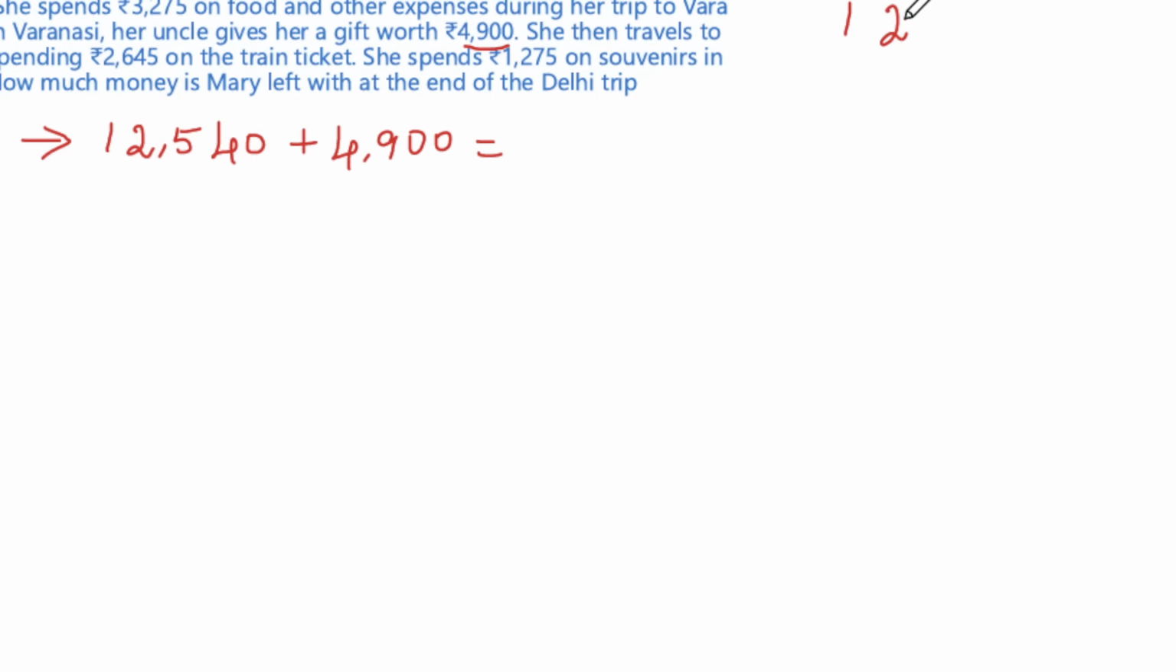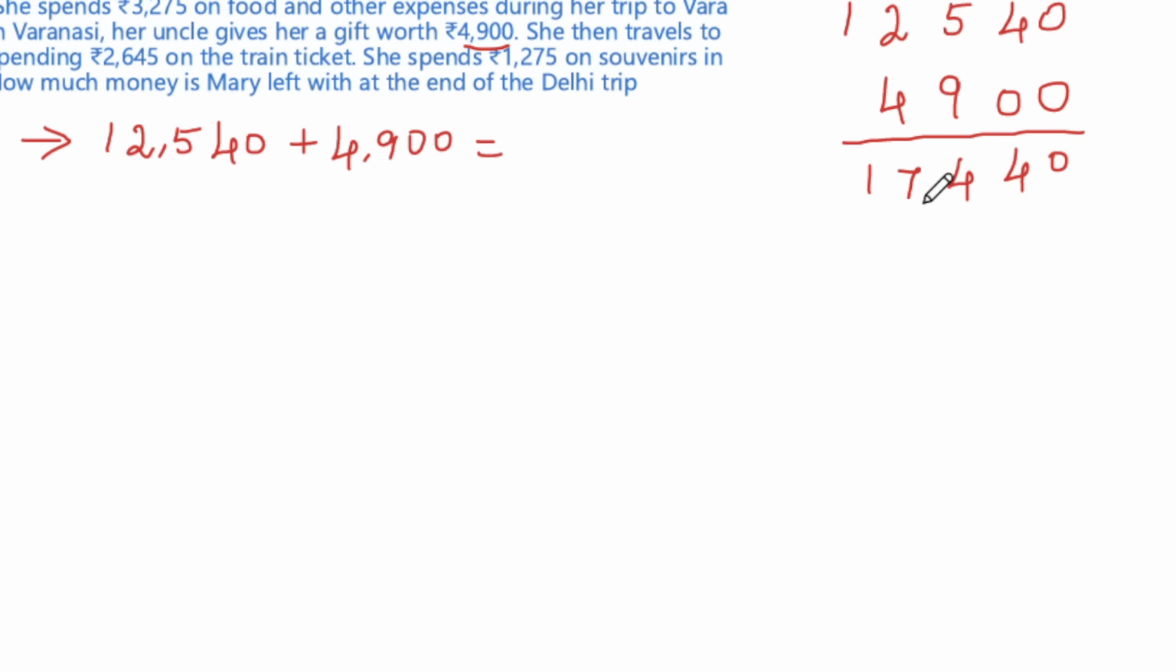12,540 plus 4,900. I'm placing it exactly in the thousands place. 0, 4, 9 plus 5 is 14, 1, 4 plus 2 is 6, 6 plus 1 is 7, and we have 1. So totally 17,440. So how much money is she having now? 17,440.